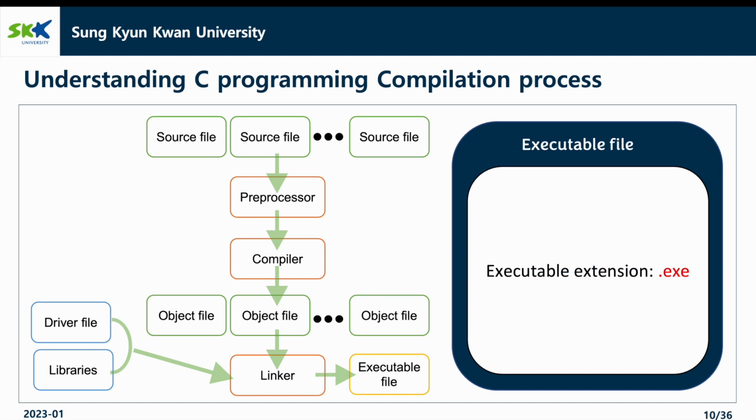The source file is converted into an executable by a preprocessor, compiler, and linker through the above process. Most recent development tools include the preprocessors, compilers, and linkers introduced above, so they generate executables from the source file at once. The executable files created in this way have an extension of .exe.